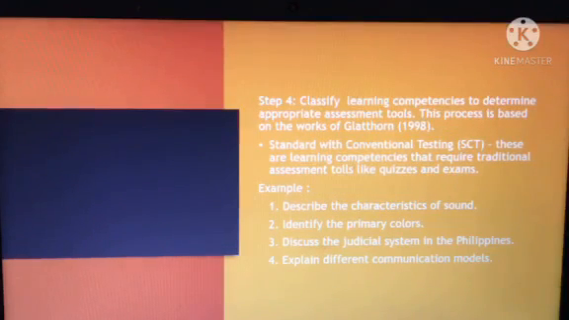For step 4, classify learning competencies to determine appropriate assessment tools. This process is based on the works of Glatthorn, 1998. Standard with conventional testing or SCT, these are learning competencies that require traditional assessment tools like quizzes and exams. For example, describe the characteristics of sound, identify the primary colors, discuss the judicial system in the Philippines, and explain different communication models.